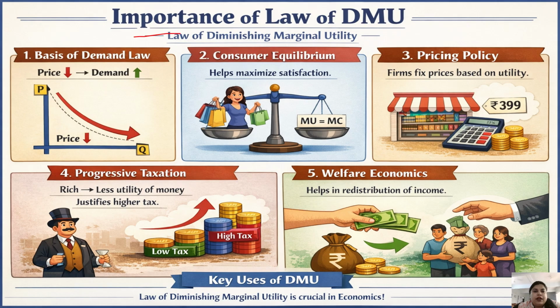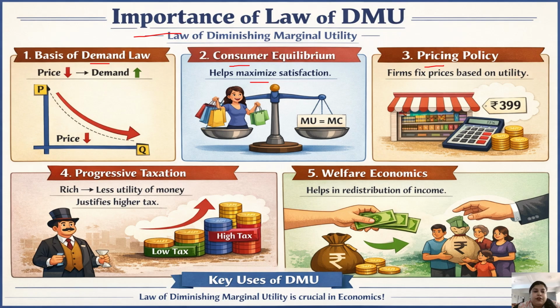Okay, now let's see the importance of the law of diminishing marginal utility. The first is the basis of the law of demand. It means that when the price declines, demand rises, and when the price rises, demand falls. It is also the basis of consumer equilibrium. Consumer equilibrium is to maximize satisfaction where marginal utility is equal to marginal cost. The third is pricing policy. Firms fix prices based on utility. They will not charge a higher price.